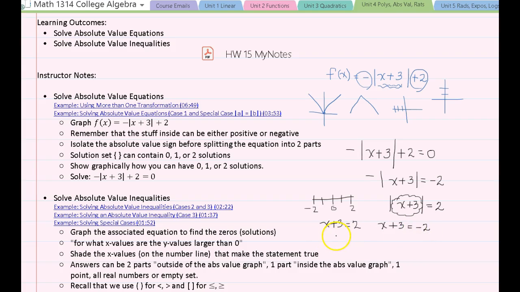Solving x plus 3 is equal to 2, we find that x is equal to negative 1. Solving x plus 3 is equal to negative 2, we find that x is equal to negative 5. We can plug these values into our original equation and see that both answers make the statement true. Both are solutions to the equation. Our solution set, then, is the set of negative 1, negative 5.